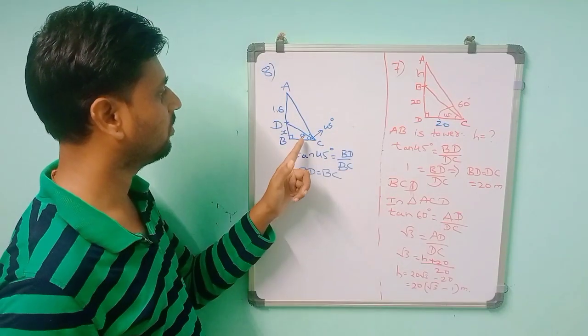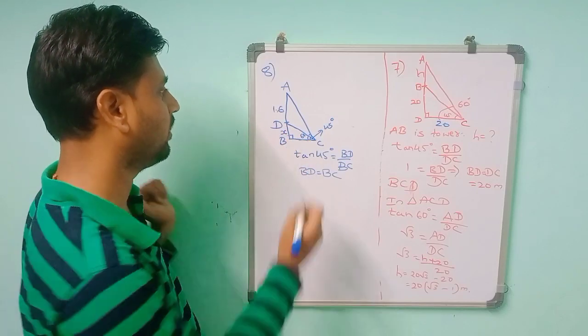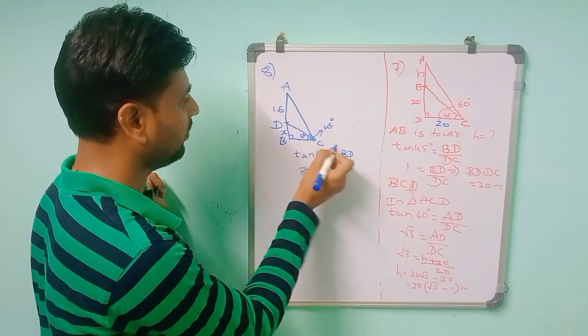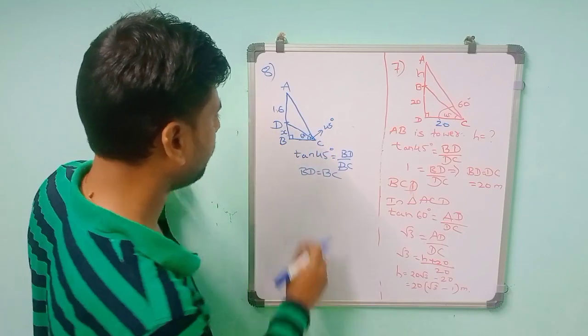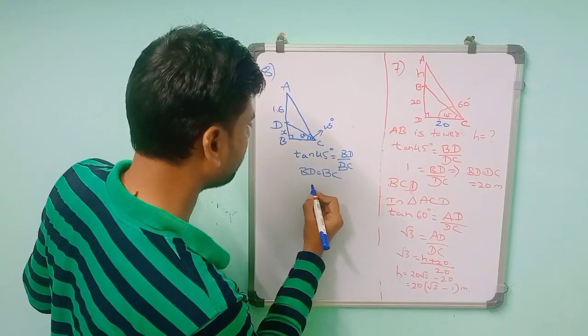Another method: it is 45 degrees. So 45, 45, 90, and this is 90. So it is an isosceles right angle triangle. So this BD will be the BC value. So we got BD is equal to BC. So we have to find out BD. So BD is equal to BC.